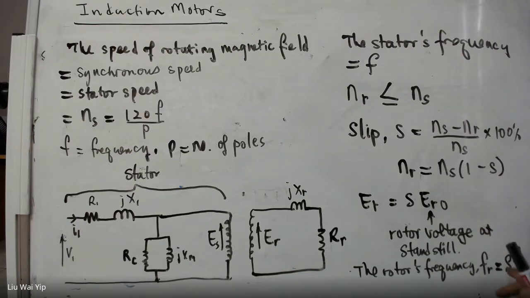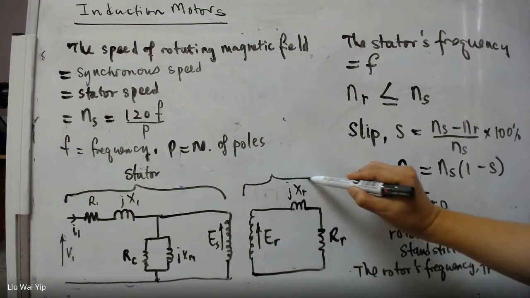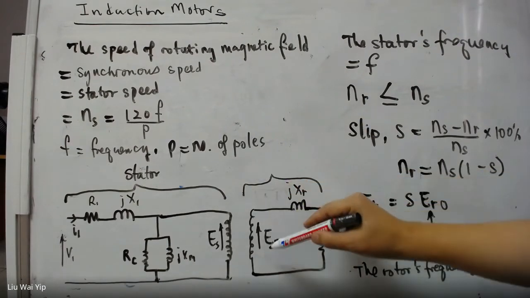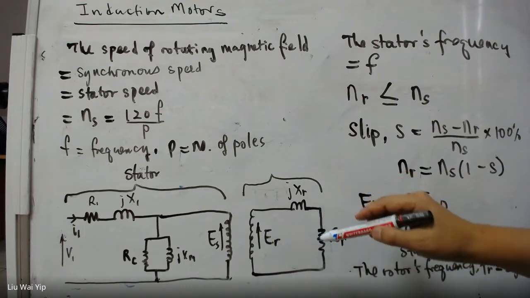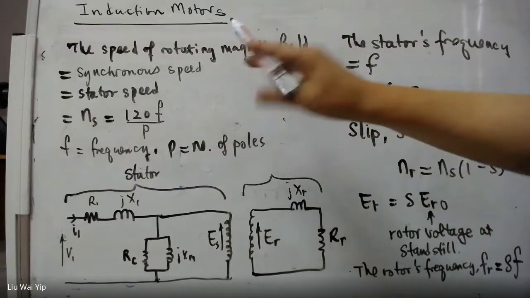So this is something we have to memorize. Otherwise, there's no way to go forward. So now, before moving forward, let me just highlight the fact that the secondary of the transformer is going to be used to model the rotor.